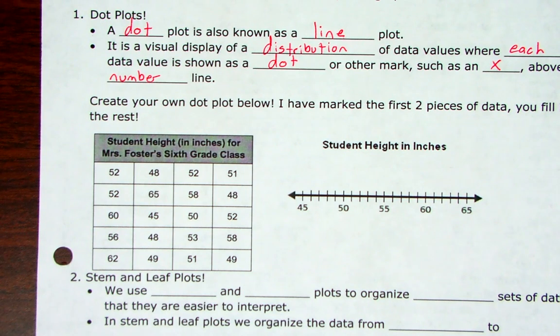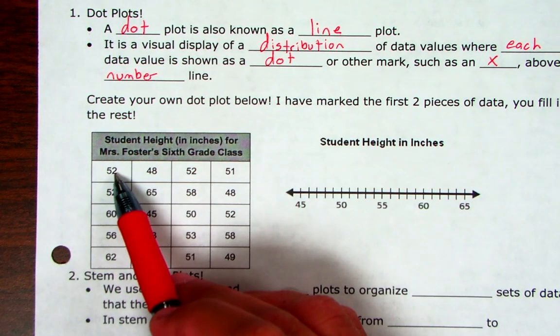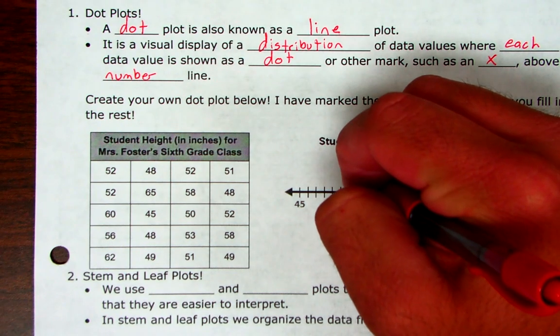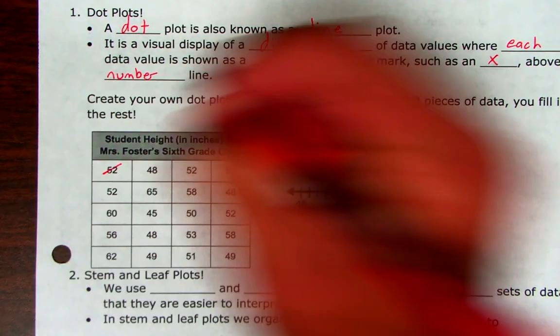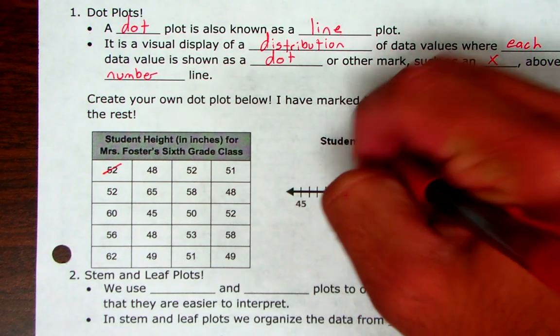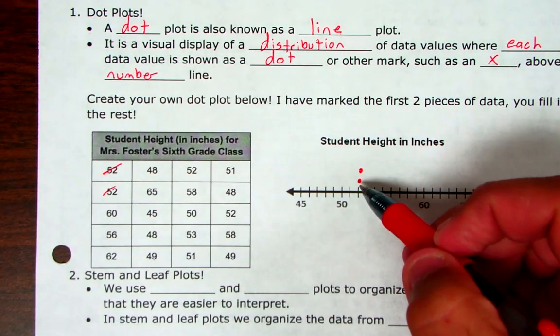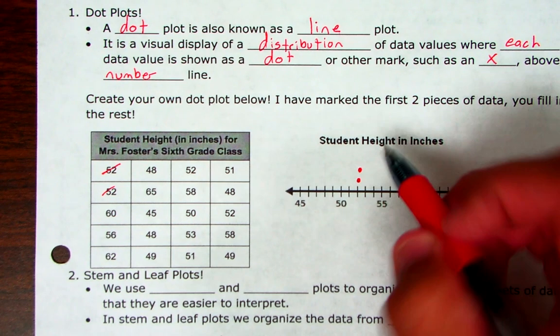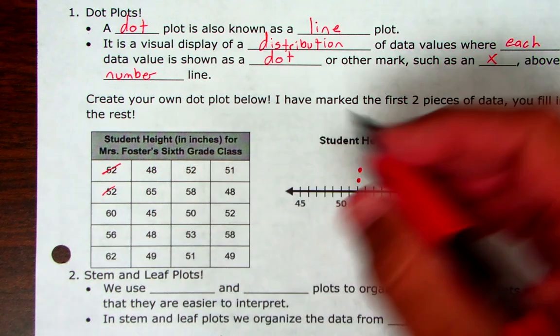So let's go ahead and label these. I have a 52. So here's 52. I'm going to put a dot right above the 52. I have another 52. Put a dot above it. Notice when I have more of the same number, I'm putting one right on top of the other. Then I have a 60.